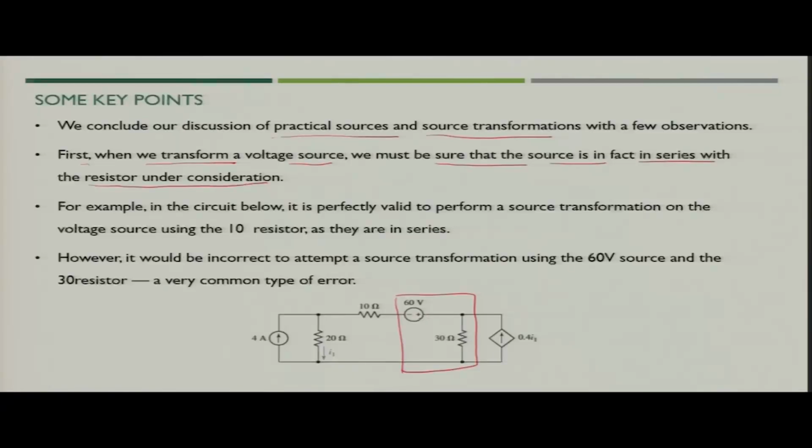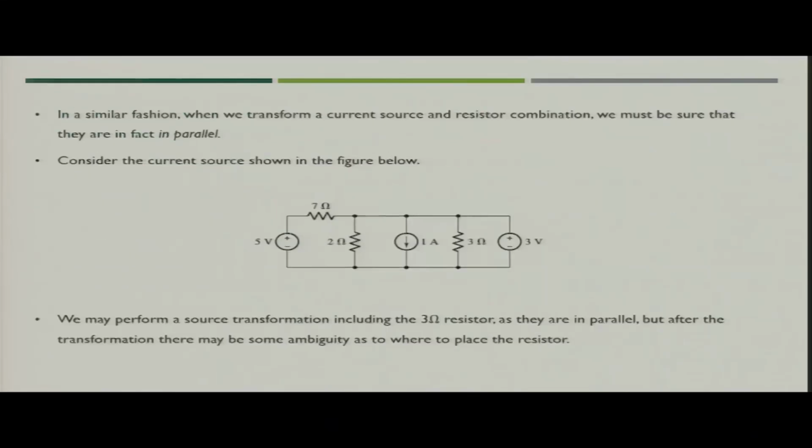So, that is something which we have to always keep in mind, how you choose the correct candidate for source transformation, and sometimes this becomes a very common type of error when we do the source transformation. Now, next is that in a similar way, when we do current source transformation, we have to always be sure that the current source has at least one resistance in parallel.